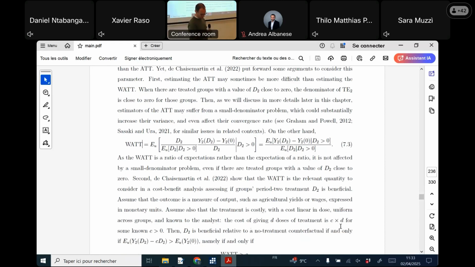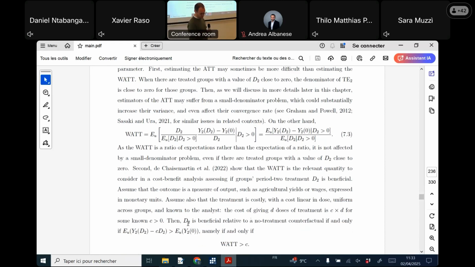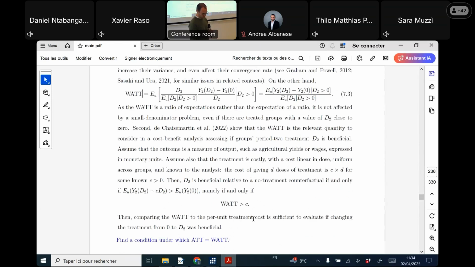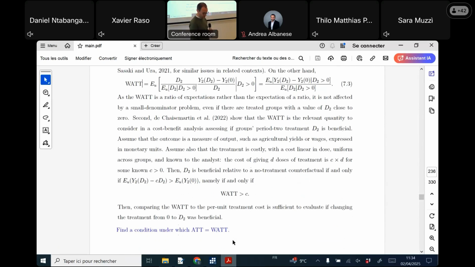Then under this simple model, the policy giving D2 instead of 0 was beneficial if and only if the benefit minus the cost of the policy, which is the actual outcome minus C times D2, is in expectation larger than the benefit minus the cost without any policy, which now is just Y2 of 0. And rearranging, you see that the policy is beneficial if and only if the what is greater than the cost of the treatment. So it's a simple, quote unquote, I should not even say micro foundation, but cost-benefit foundation for why we could be interested in studying the what. Okay, so now let's try to find a condition under which the two targets are actually equal to each other.